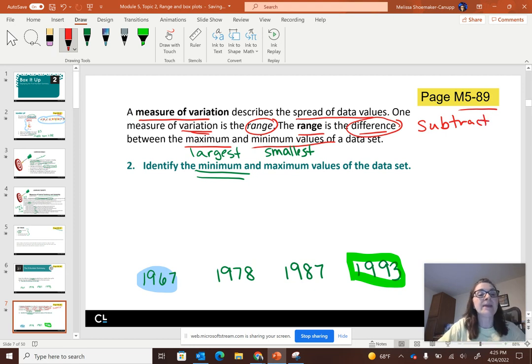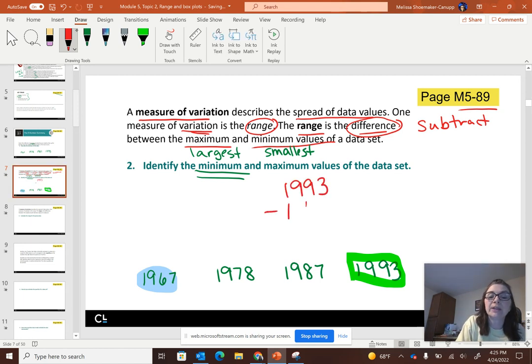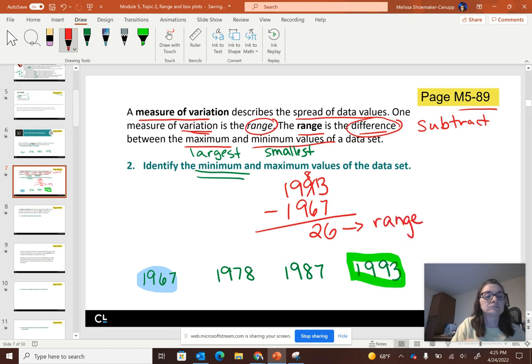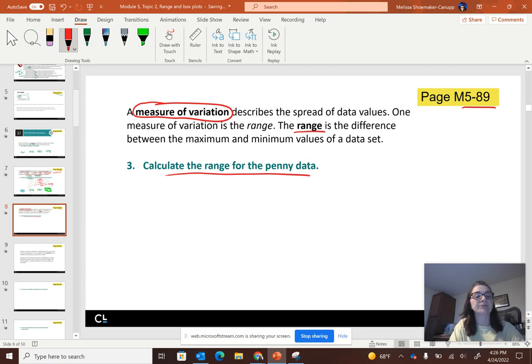Okay. And it might tell me later on to find the range. I'm going to go ahead and do it right now because I have all my numbers here. Now, I don't want you to use a calculator today. I want you to use your brain. So we're going to subtract. I have to borrow. So our range is 26. That's our range. Same page. Measure of variation describes the range. So calculate the range. I was right.